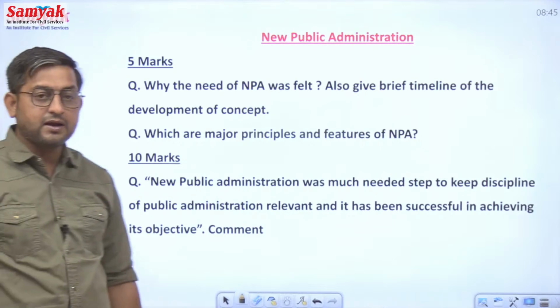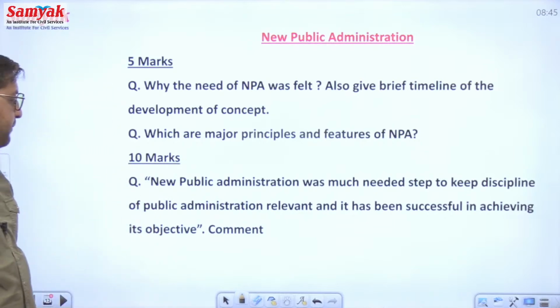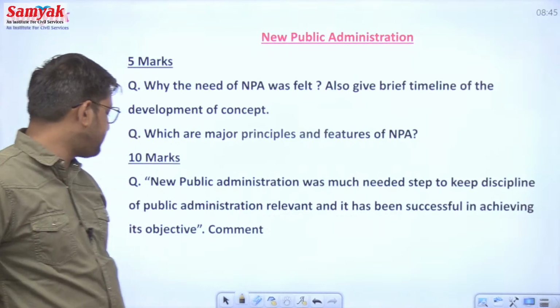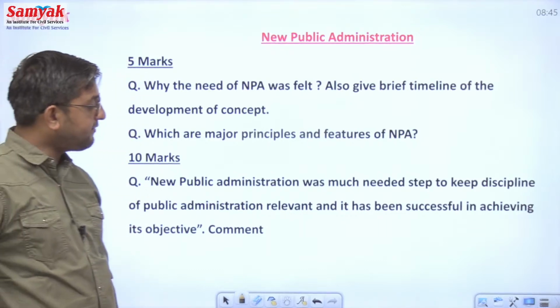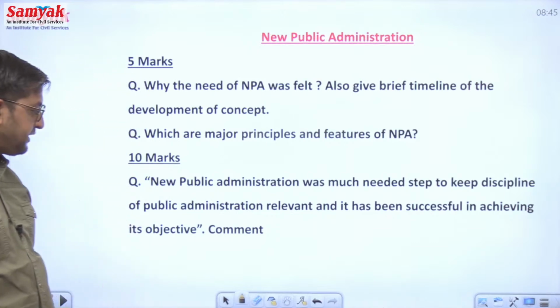So in the 10-marker, the probable question can be: the new public administration was a much needed step to keep the discipline of public administration relevant, and it has been successful in achieving its objective.